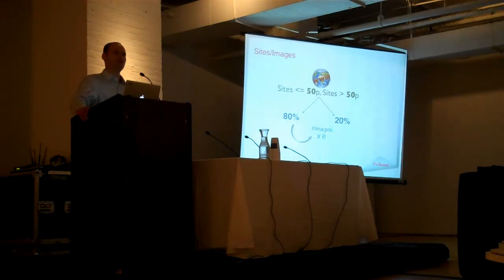What is interesting is that those 20% will actually use 6 times more images than the 80. Okay? So in reality, in numbers that were captured after years of crawling and monitoring the web, we can easily see that the majority has less than 50 pages, still consume images, but the bigger sites will consume much more images, and 6 times more.